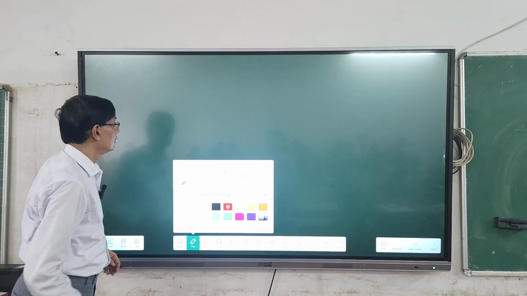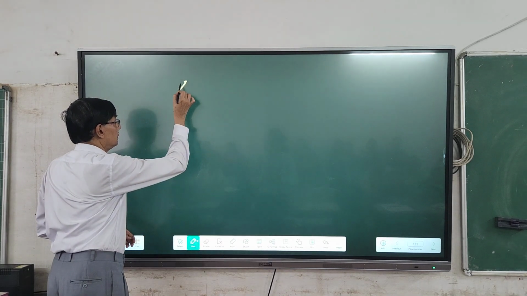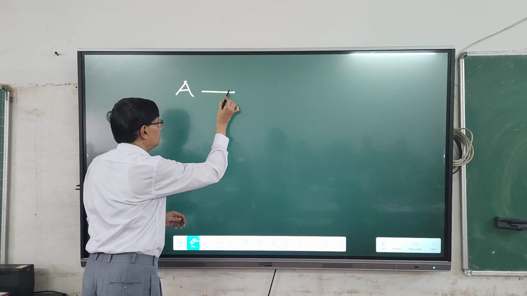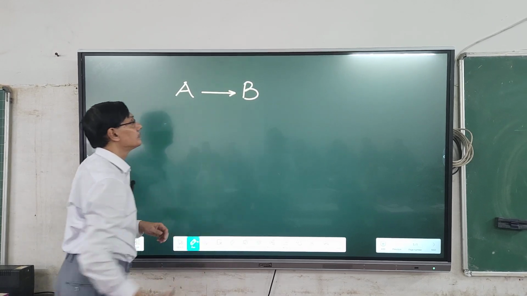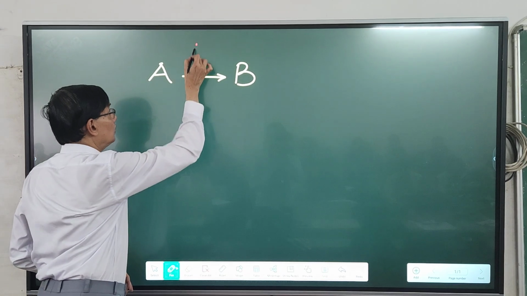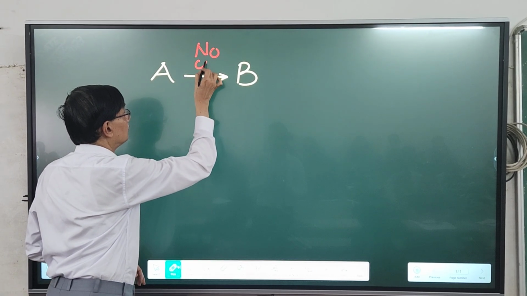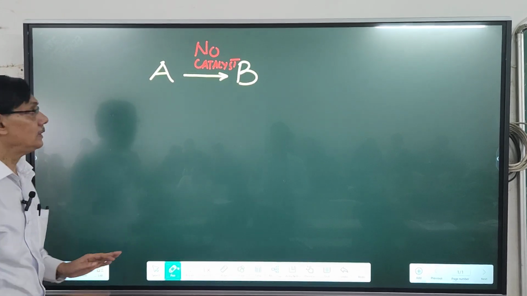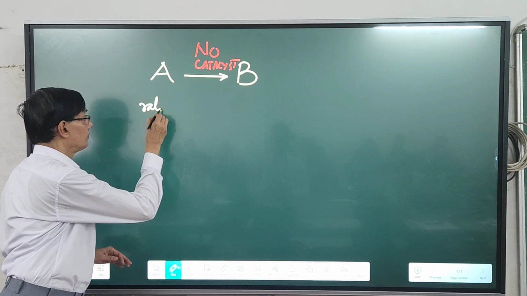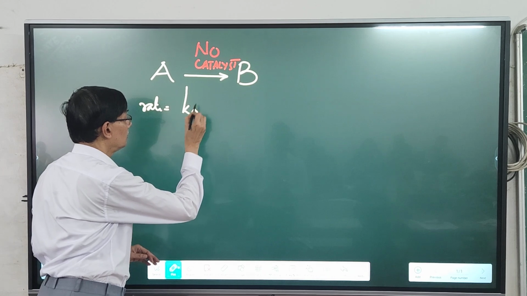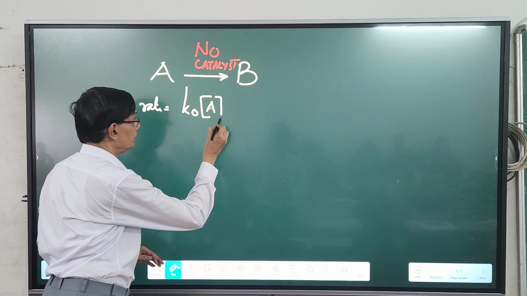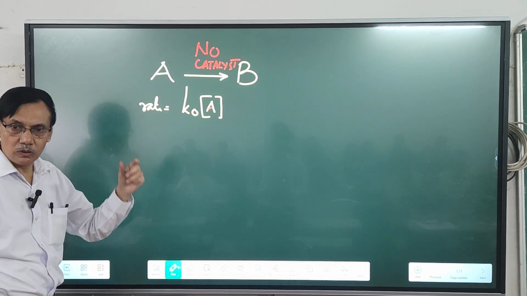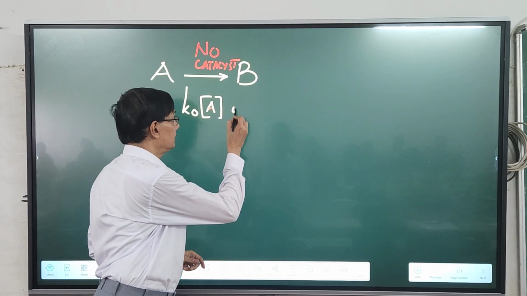So let me start with normal cases. It is for all. A is converted into B. Again, I am keeping it very simple. No catalyst. So the rate is equal to K0 times A. This is the first order rate constant for uncatalyzed reactions.